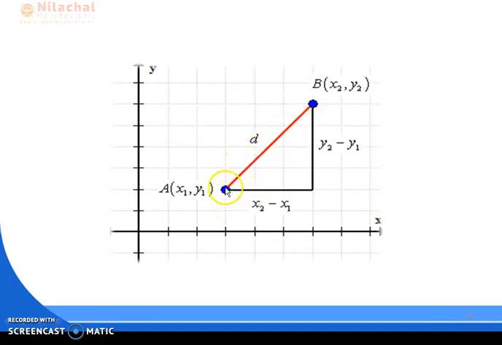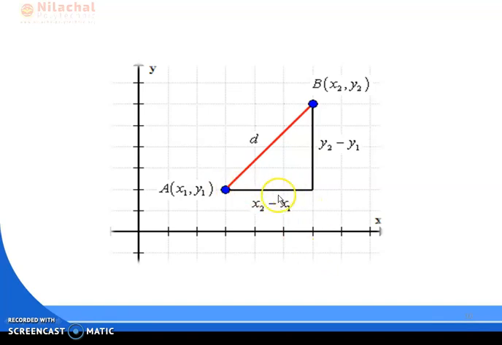This is the point x1, y1, that means running x1 along and rising y1. This point B is x2, y2, that means from the origin running up to x2 and rising up to y2. Here, we draw lines perpendicular to each other. Then we get a right angle triangle. The distance from the origin to this point is x1, and to this point is x2. Then, up to this is y2 and up to this is y1.